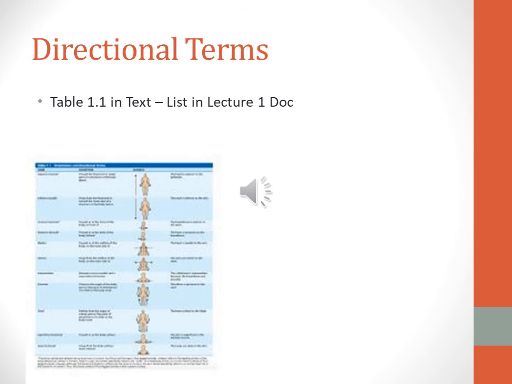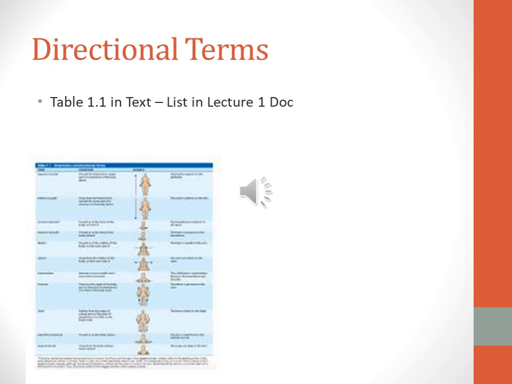So in your textbook, in Table 1.1, and there's a list in the Lecture 1 document, the notes template, that lists some commonly used orientation and directional terms. You can see a lot of information in the book about that. Basically you're talking about things that are, for example, complementary statements, so superior versus inferior, superior being toward the head, inferior being toward the feet. You need to be able to use these terms to describe what you're looking at on the body.